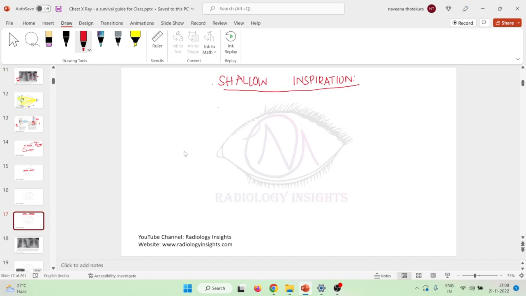But there might be some conditions where the patient took shallow inspiration. That is, he did not take full inspiration. On seeing the chest x-ray, when can you say that the patient has taken shallow inspiration? We can say that if the anterior aspects of at least 6 ribs do not lie over the dome of the diaphragm, that too the left dome of diaphragm, then we call it shallow inspiration.